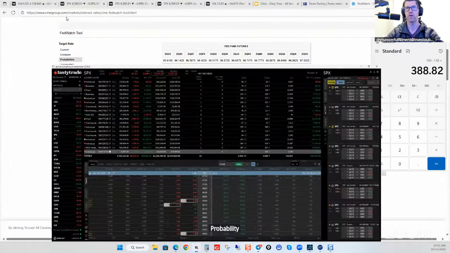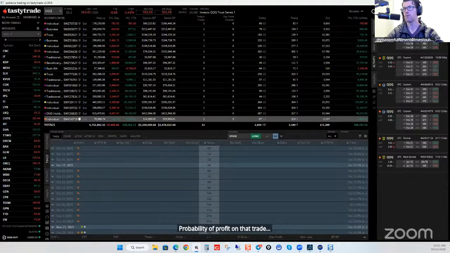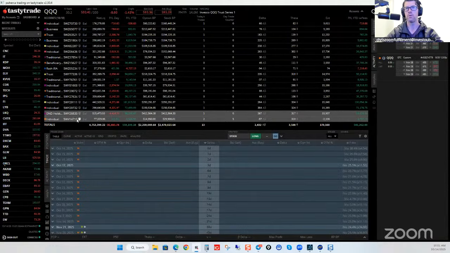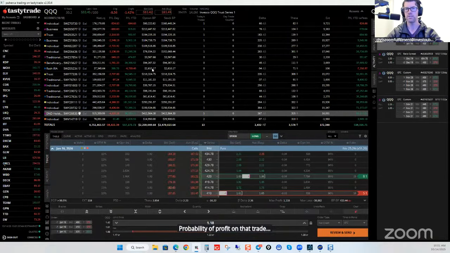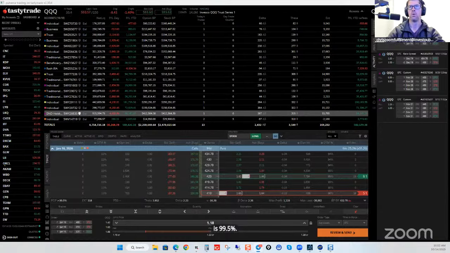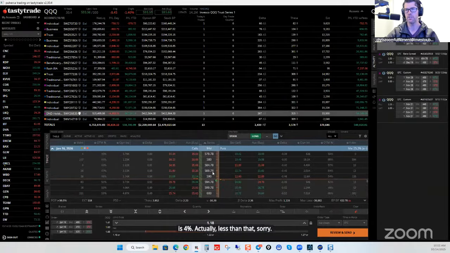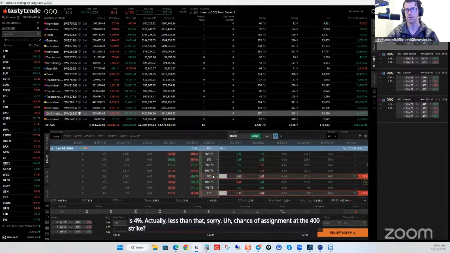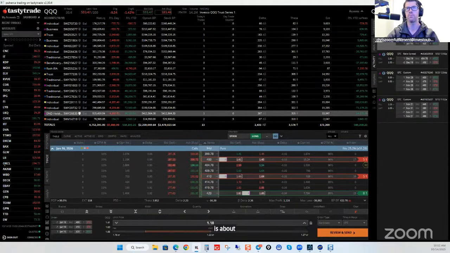Probability of profit on that trade is 99.5%. And the chance of assignment is 4%. Actually, less than that, sorry. Chance of assignment at the 400 strike is about 3%. Okay, that trade's in.